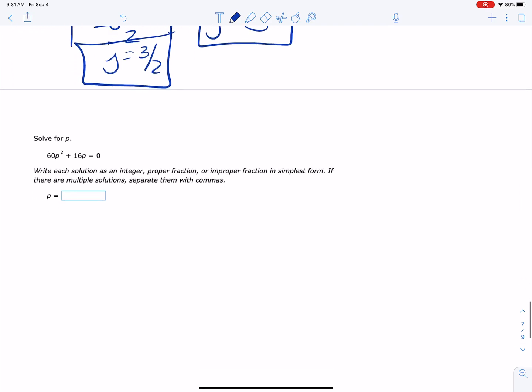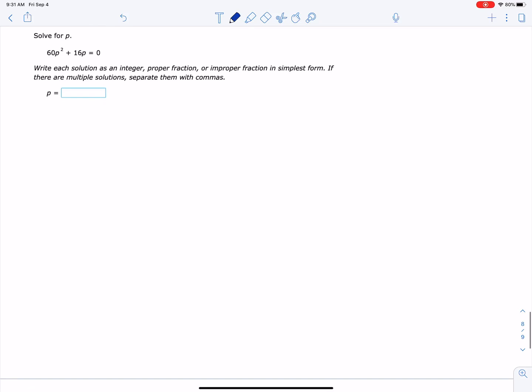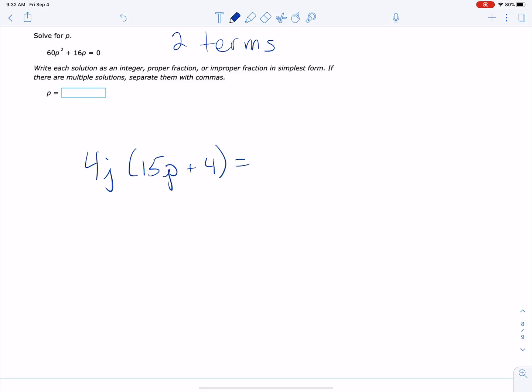Okay, let's keep moving. Now this is a special one with just 2 terms. It's still a quadratic because you've got a squared quantity, so it's still going to make a parabola, but it's just 2 terms. There's no c value. So the very first thing I want to do is take out as much as I possibly can, my GCF. I can definitely take out a p and a 4. So let's take out a 4p, which leaves me left with 15p plus 4 is 0. Well, that's not a j, that's a p. Looks like I wrote a j. So I have an eraser. Let's make that nicer. 4p.